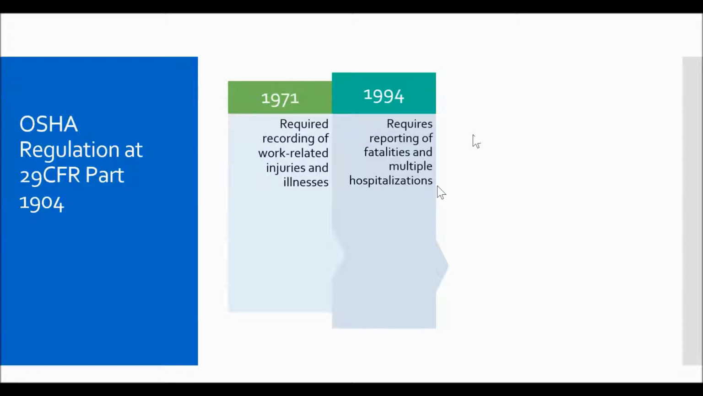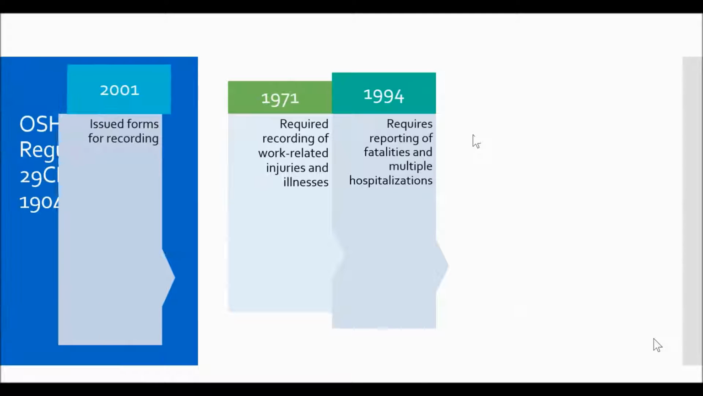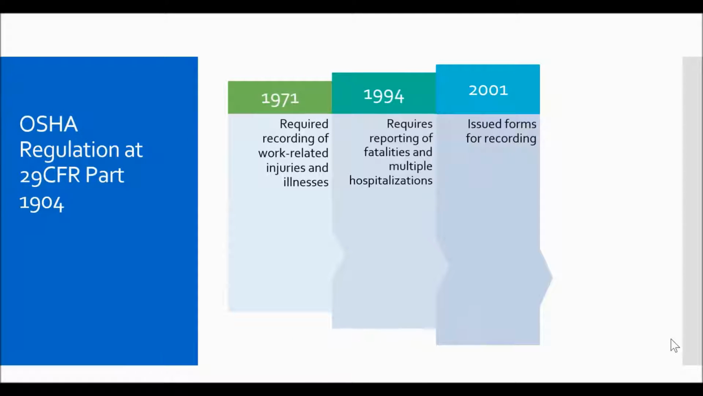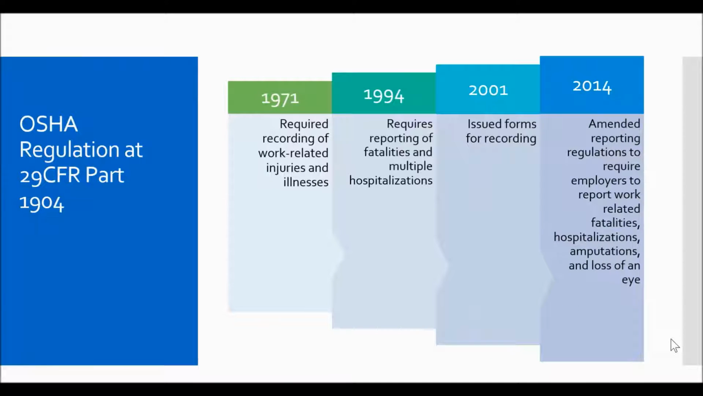Nothing until 2001 when OSHA published forms. You're all familiar with those forms, the 300, 301, and 300A forms. So those began in 2001. In 2014, OSHA amended the rule to require more extensive reporting to OSHA of work-related incidents, including not only fatalities, but even one hospitalization, amputations, loss of an eye. We've already had a webinar series on this. It resulted in the rapid response investigations.